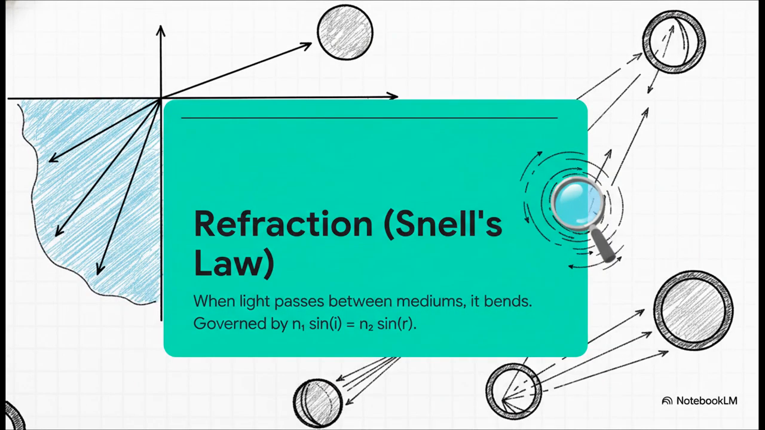But what if light doesn't bounce? What if it passes through something, like from the air into a pool of water? That, my friends, is refraction. The light ray actually bends. And Snell's law here tells us exactly how much it's going to bend.